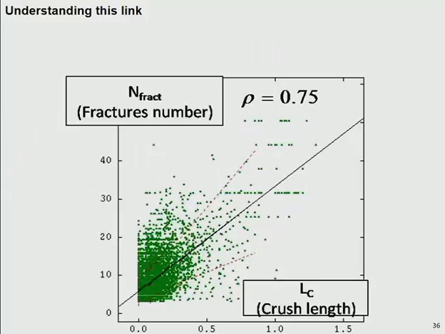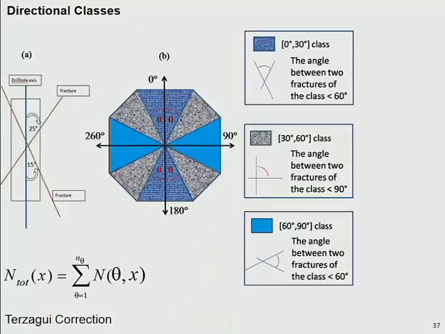And the question I asked myself was the following. Perhaps a contribution to the crushing could be that the fractures could cross themselves. When the fractures cross themselves, they could generate crushing. When they tend to be parallel to themselves, they could not generate crushing. So I needed a measurement of the tendency for the fractures to be parallel to each other or to cross each other.